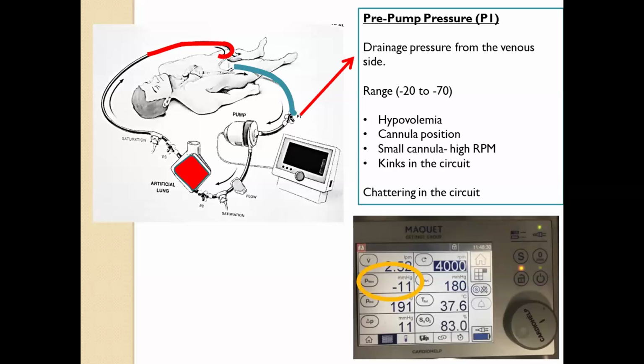So this is how the P1 pressure is shown on the screen. You can see the circle number -11. So that is the P1 pressure that is shown on the console.